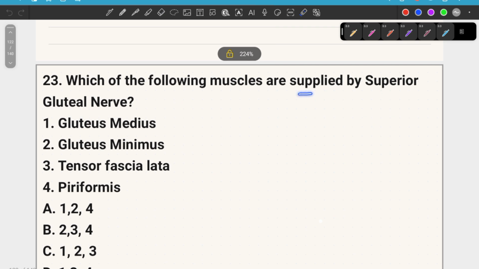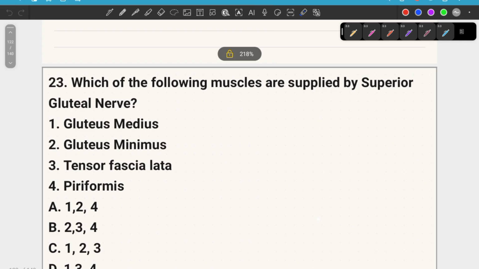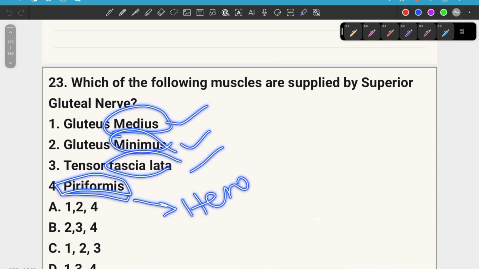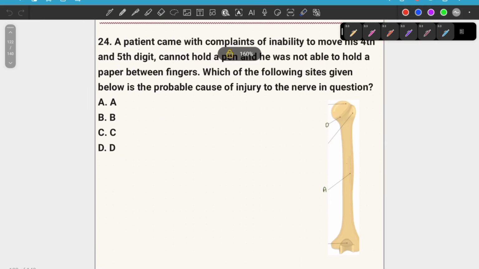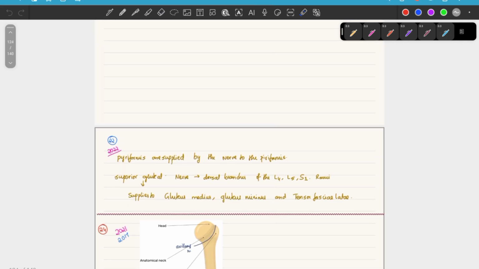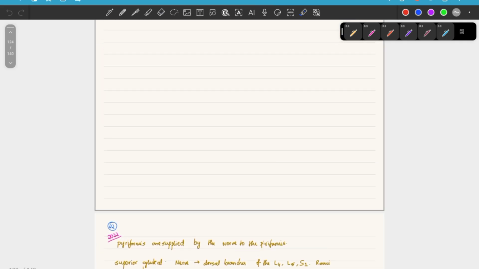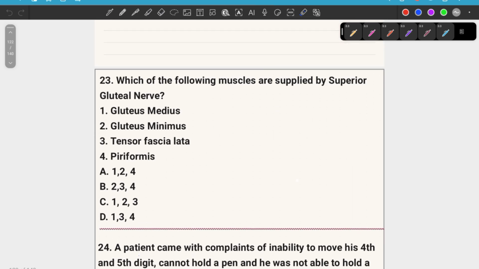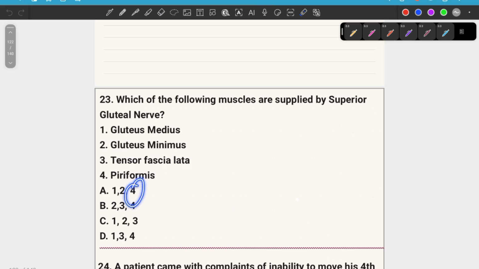23rd one, which of the following muscles are supplied by the superior gluteal nerve? Okay, superior gluteal nerve: gluteus medius correct, minimus correct, tensor fascia lata correct, but it is not supplying the piriformis. Piriformis has a separate nerve, that is the nerve to piriformis. Hence option 4 is not there. Only left out is C, 1, 2, 3.